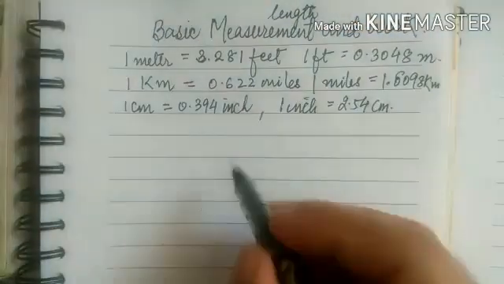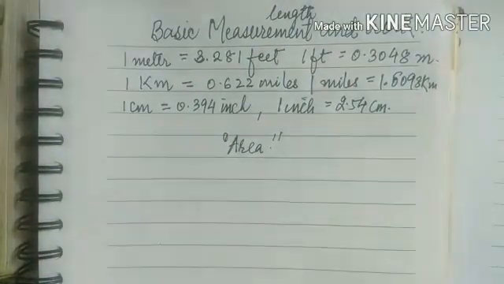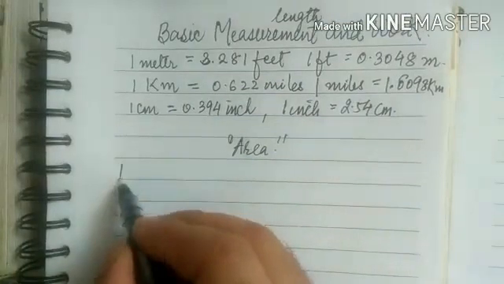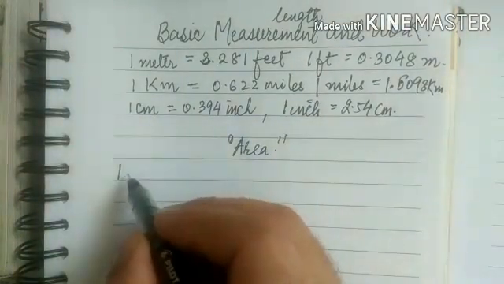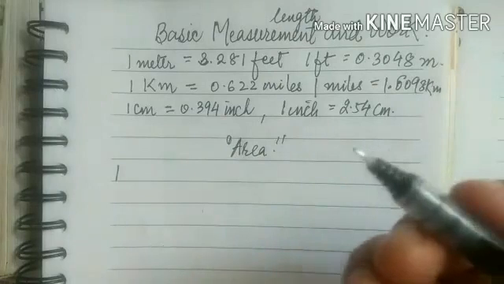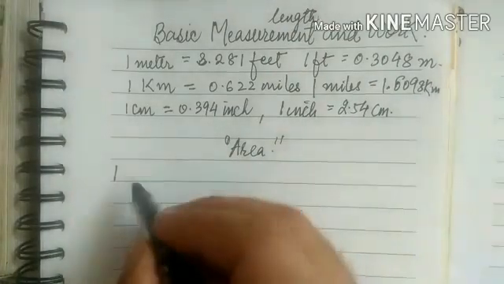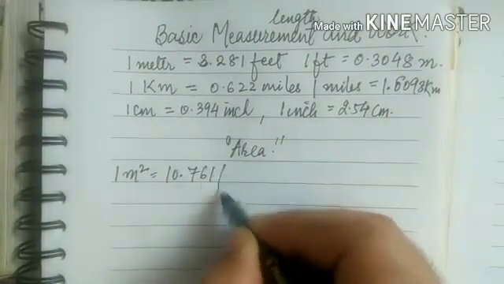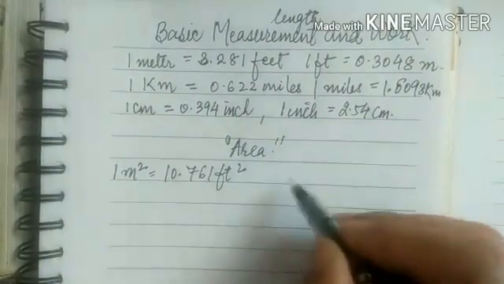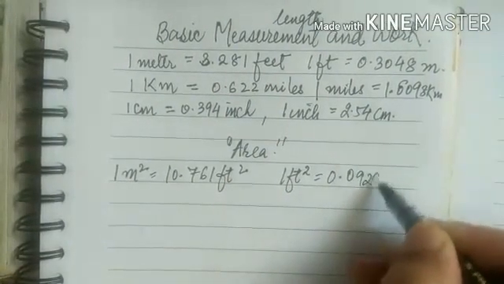And second is the area measurements, which also come very important in our site projects. The unit of area is in meter squares. We have to know the definition of area. We know it from our 10th and 12th standards, the volume and area chapter. Then 1 meter square is equal to 10.761 feet square. If we reverse it, 1 feet square is equal to 0.0929 meters square.